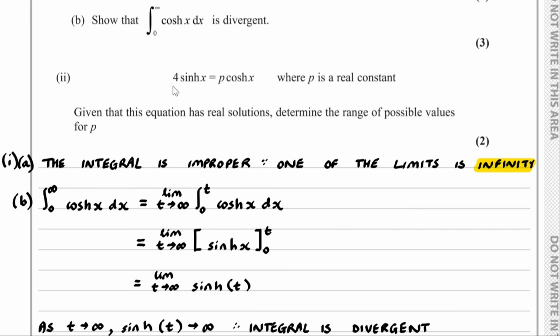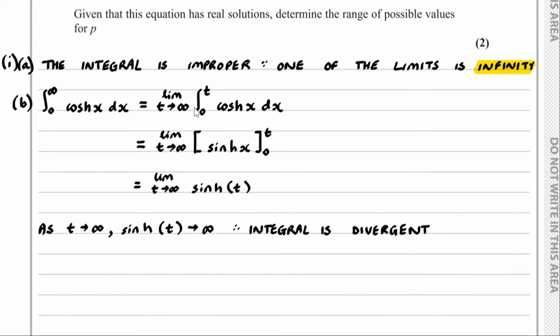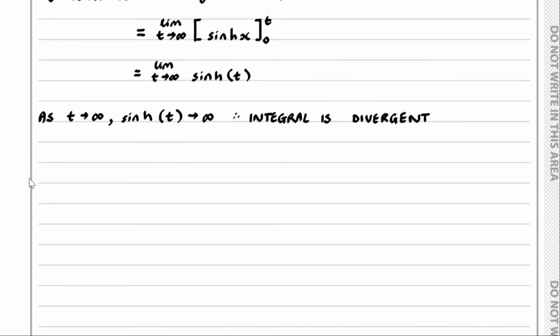For the next part, we are given that 4 times sin x is equal to p times cos x, where p is a real constant, and given that this equation has real solutions, we have to determine the range of possible values for p. So for the next part, we are given the equation 4 sin x equals p cos x. Now let's just call this equation 1 for now.